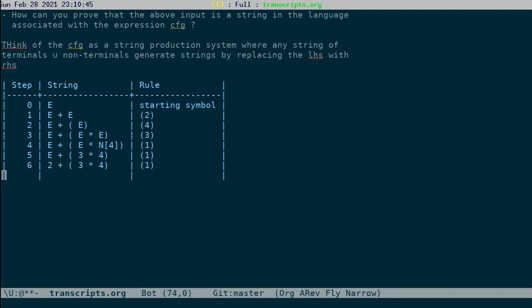So this way, since I could derive this string by repeatedly replacing a non-terminal with one of its right hand sides, hence 2 plus 3 times 4 is a valid expression, is in the language associated with the expression.